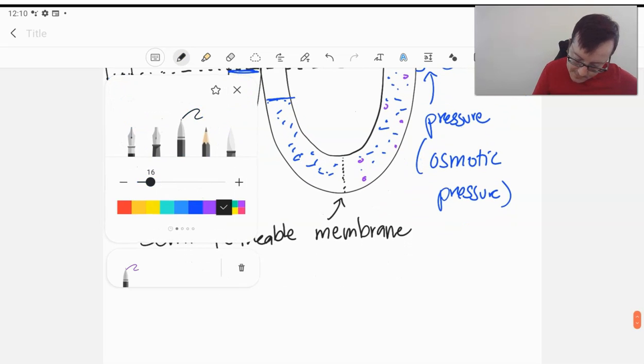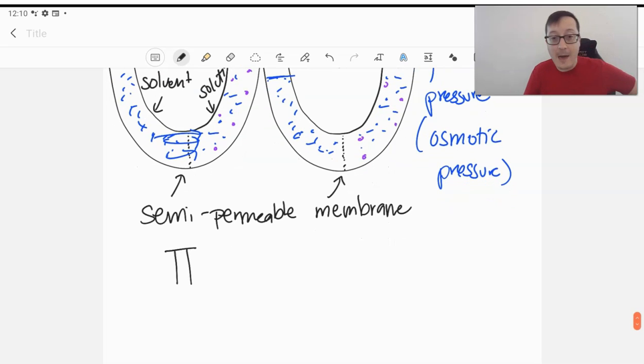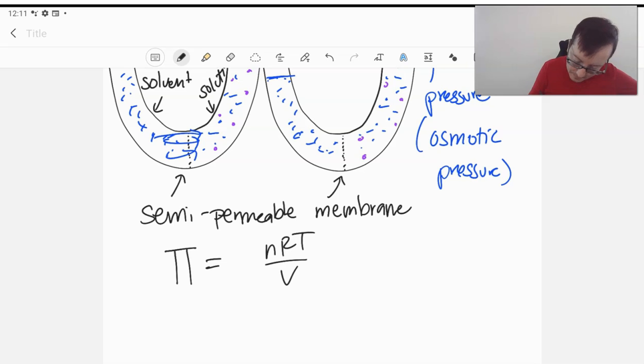And osmotic pressure actually follows the same pattern as the ideal gas law does. Osmotic pressure, which is capital Pi, because why not, is very much related to what pressure would be for a gas, right? If you remember, pressure for a gas is nRT over V. Osmotic pressure is the same thing, except we have the Van 't Hoff factor.